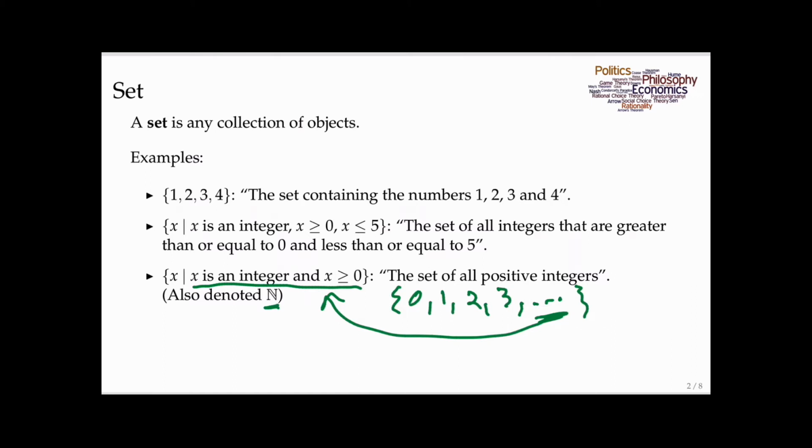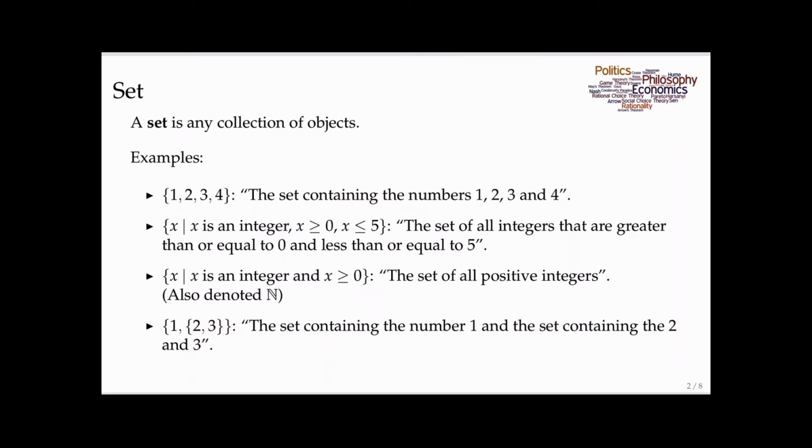So one last thing I wanted to note about sets is that sets may contain other sets as their elements. So look at this set right here. This set contains 2 elements, 2 objects. The first is the number 1. The second is another set. This is the set containing 2 and 3. So this set right here contains 2 objects, 1 and another set. That set is a set containing 2 and 3.